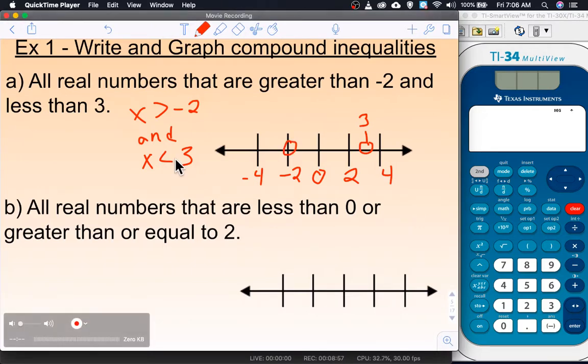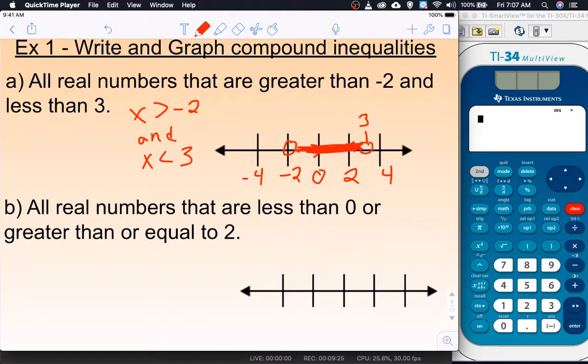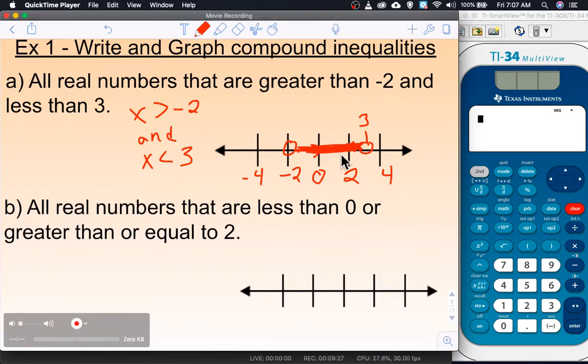And my shade, I recommend not always just trying to figure out the and the or and shading inside and outside. I honestly look at the inequality, like from -2, I'm shading greater than. That's pointing on the inside. From 3, it's shading less than. That's on the inside. So guess what? I'm shading on the inside. And inequality is that.